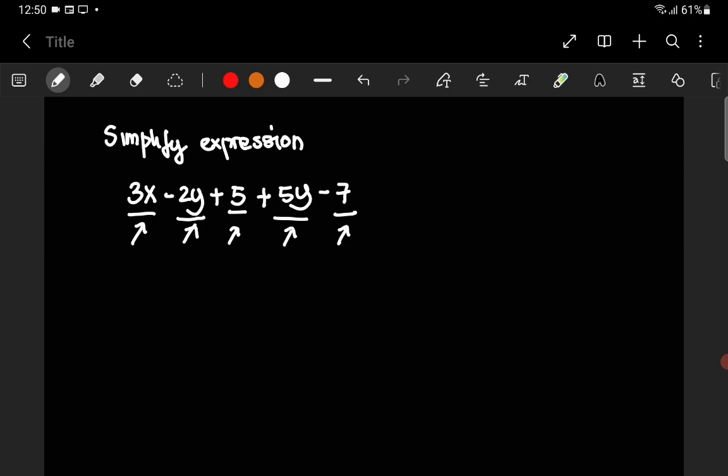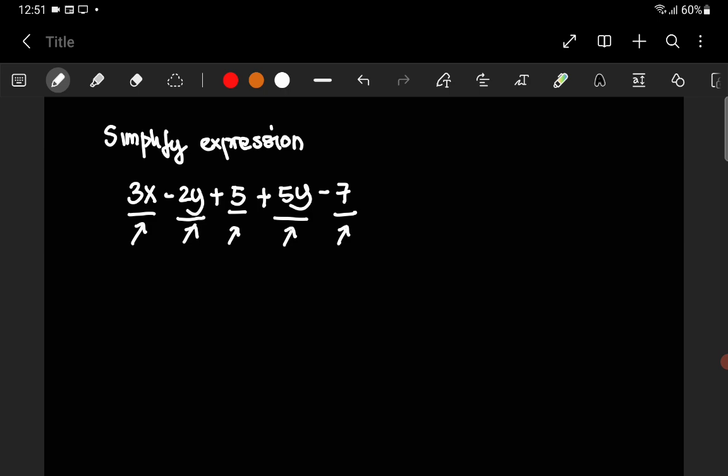Now, if I ask you to simplify, it means that you need to write the equivalent expression, but it would be simpler than the one that you see in the question. Simpler here can be something like shorter, or for example, there is no bracket, or it's an expression that cannot be simplified anymore.